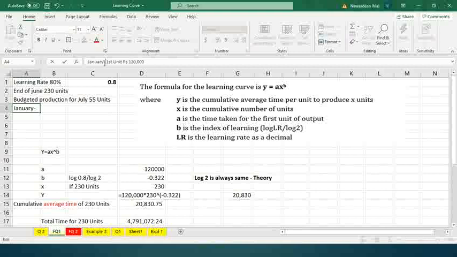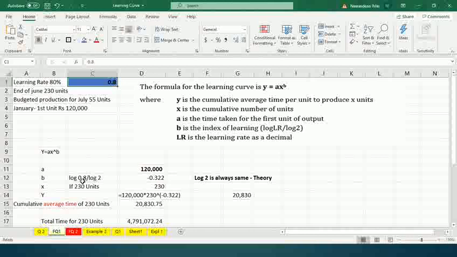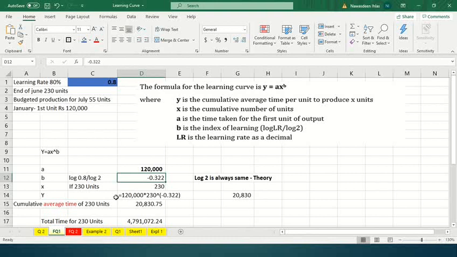You can see in this formula we need y, and we are going to find x and b. They have given a, 120,000. To find b, there is a formula: log of the learning rate divided by log 2. The learning rate here is 80%, which means 0.8, so b is log 0.8 divided by log 2. Using your calculator you can find the answer, minus 0.322, rounded to three decimal places.